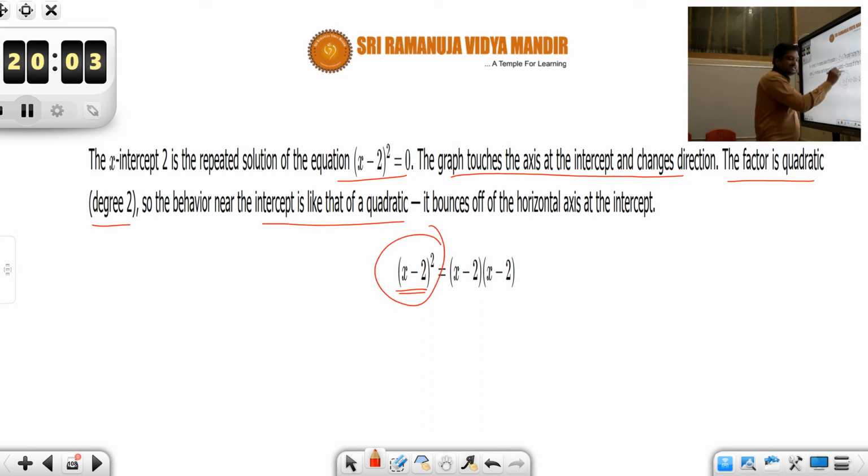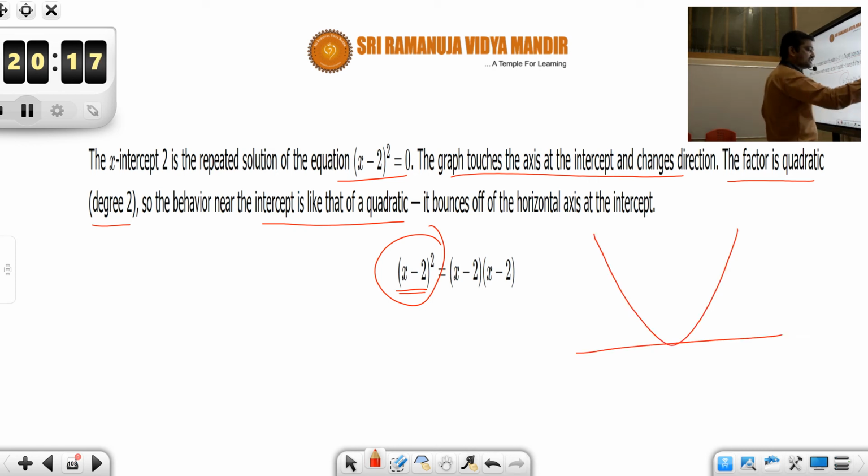Because this is quadratic in nature, and a quadratic graph at its vertex looks like a parabola, for that reason the graph bounces back exactly at this 0. Students, I hope you are able to differentiate these things.